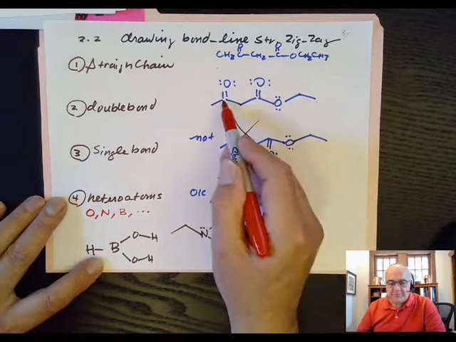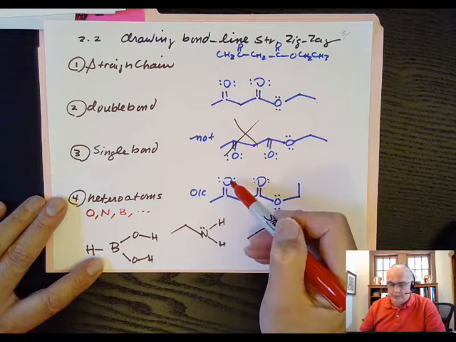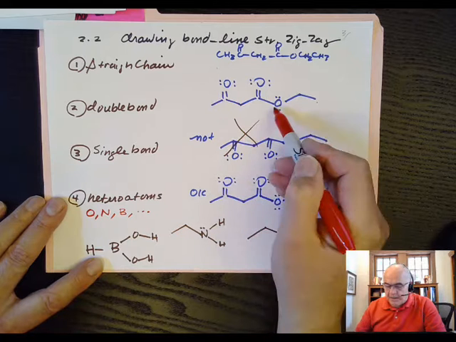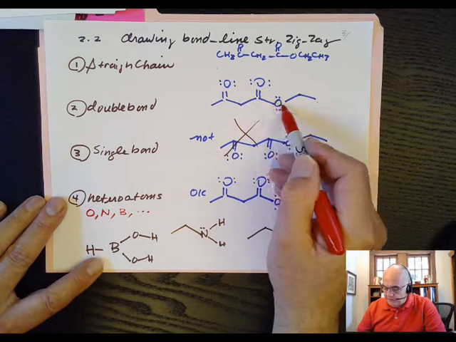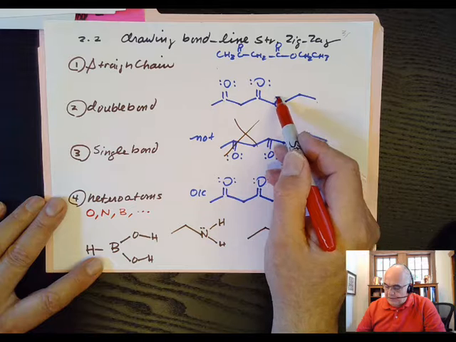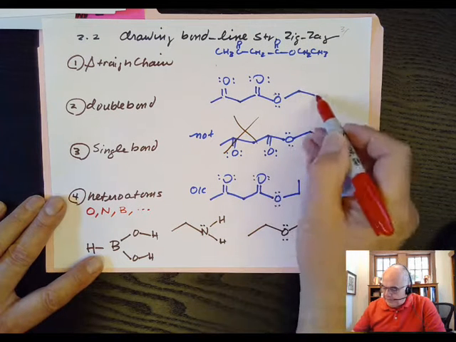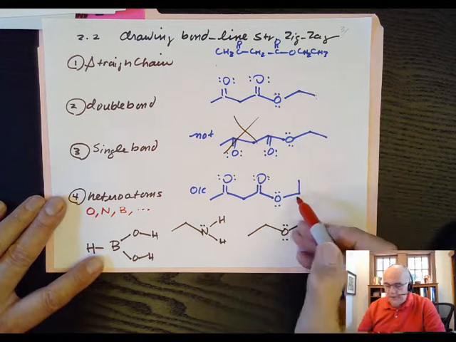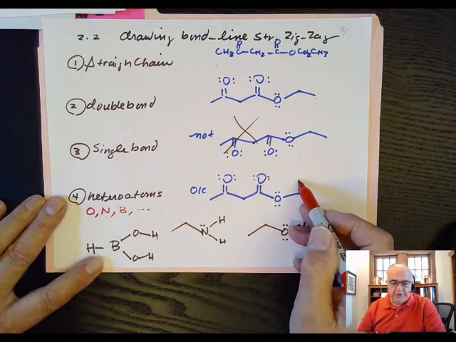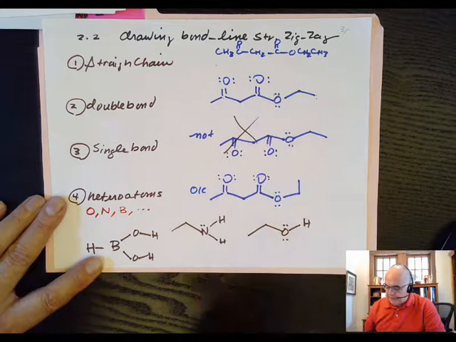Now if you have a C double bond O, we like to show it going up, not going down. If you have oxygen as part of the structure, we show that, and this time we like to show all the electrons. Now the bond angle between the carbons here is 120. We can show it up, it's okay, but I like to follow the same pattern, 120 degrees.